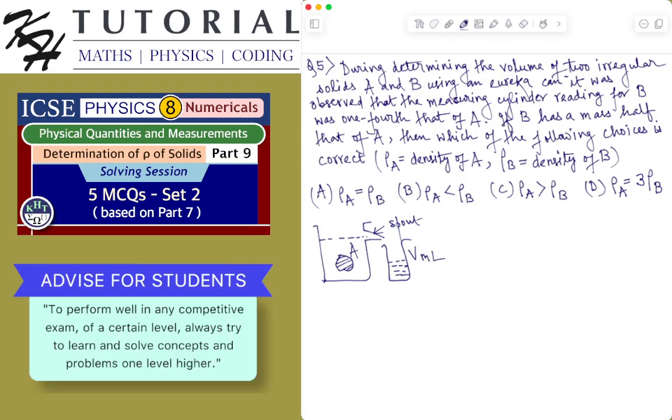No unit is mentioned in this problem, so we did not mention whether it is ml or not. Usually, for a measuring cylinder, the graduations are done in ml, but let's say it does not matter. It will not make any difference if I consider the reading of the measuring cylinder to be V ml while we are determining the volume of the irregular body A.